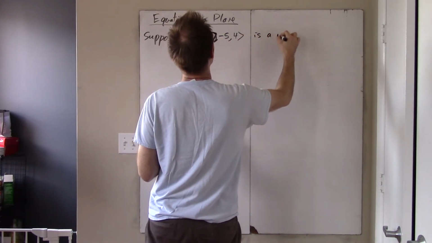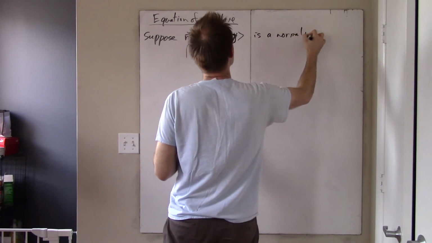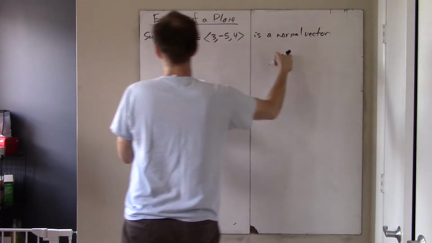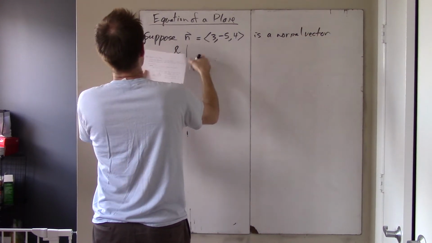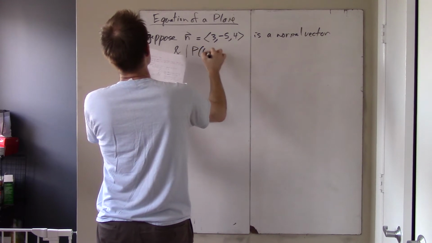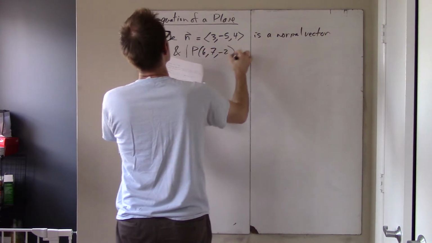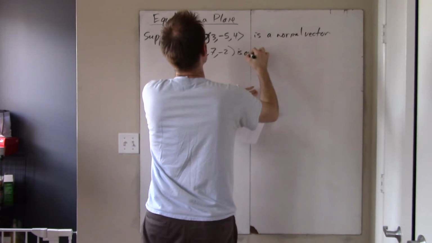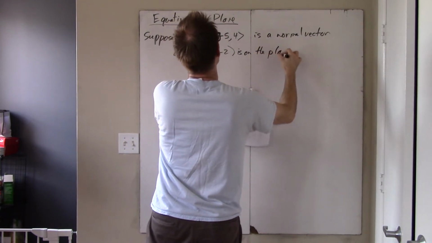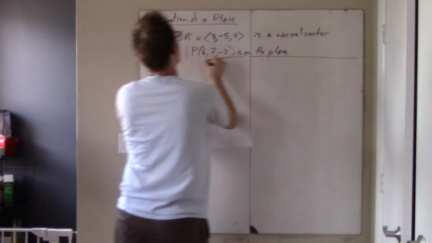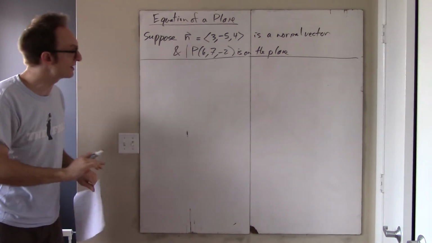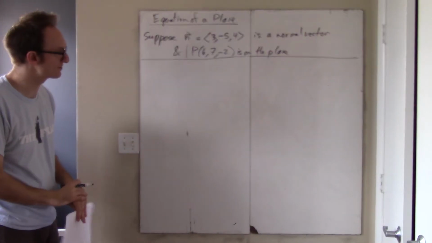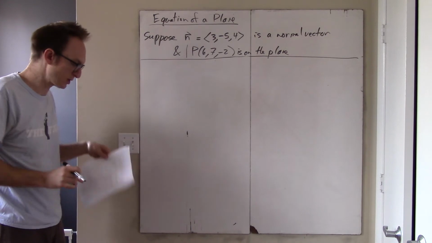Is a normal vector, and that point P, which is (6, 7, -2), is on the plane. Okay, and based on our previous conversation, this should be enough information to find the equation of the plane: the normal vector and a point on the plane.